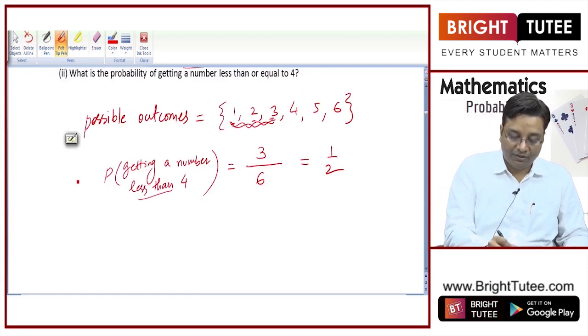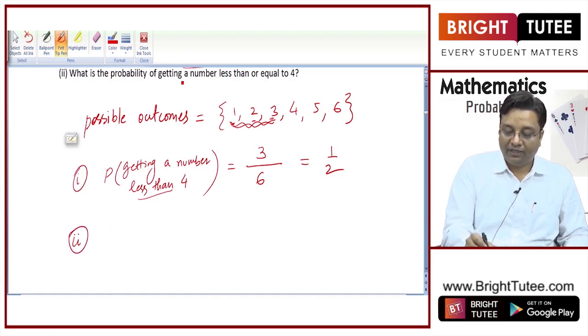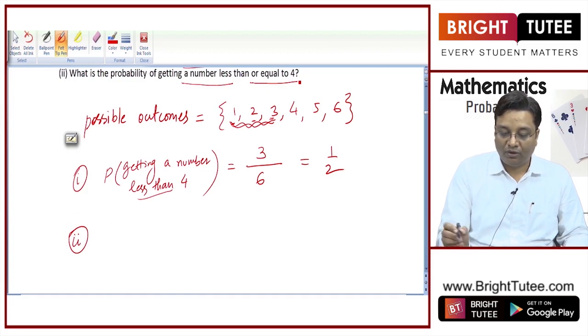Now, this was the first part. What is the second part? Probability of getting a number less than or equal to 4.